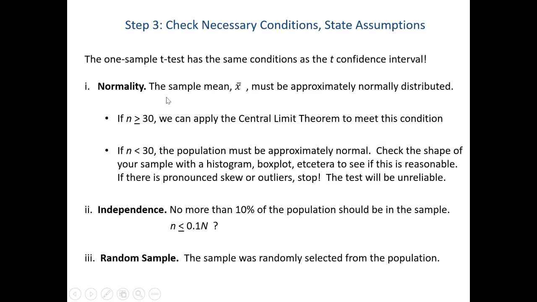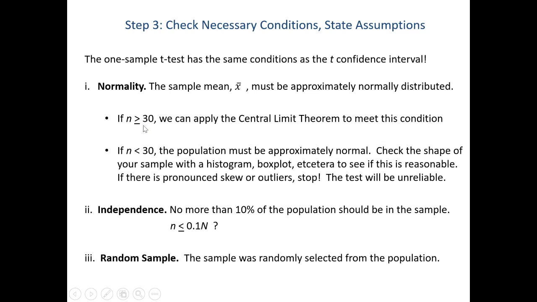So if we're testing the population mean, we're going to use the sample mean to help achieve that. So it's that sample mean which must have an approximately normal distribution. So a couple ways that might happen. If our sample size is large, and we'll consider large to be at least 30 members in our sample, then we can simply apply the central limit theorem, which you hopefully saw in Stat 1. This, in a nutshell, says that sample means are approximately normal when a sample size is large.